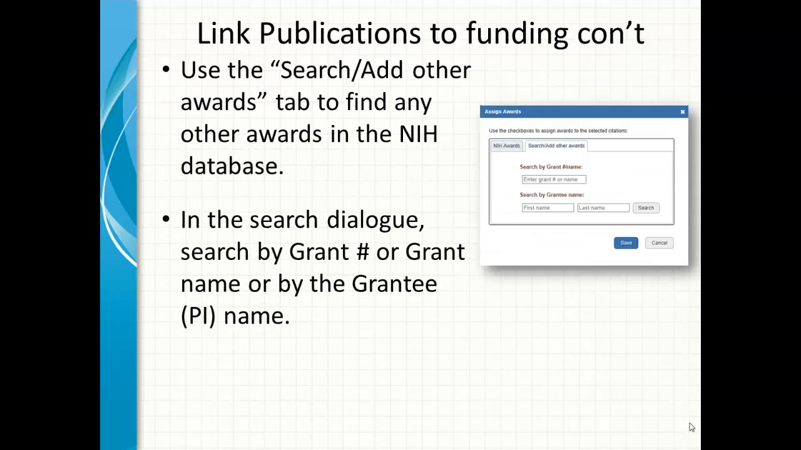Click Search once you have entered your search terms. In the resulting search, click the arrow next to the item you searched to select a specific grant. Put a check mark in any boxes next to the grant you wish to associate with the citation, and then click Save.